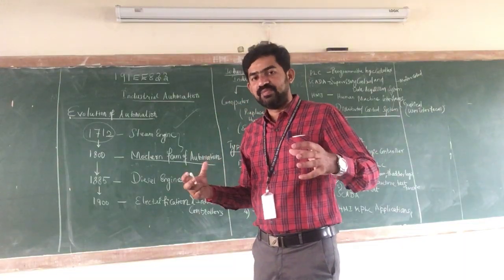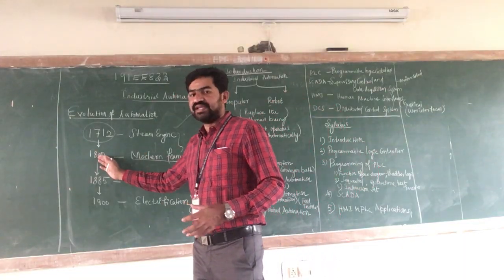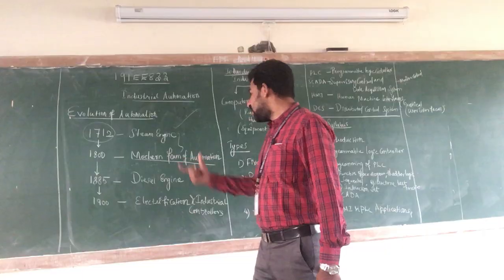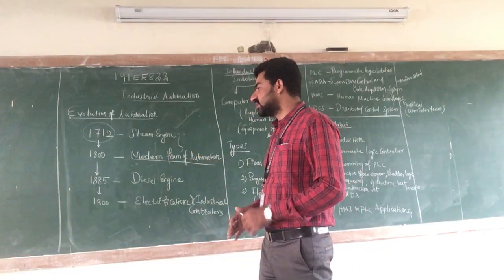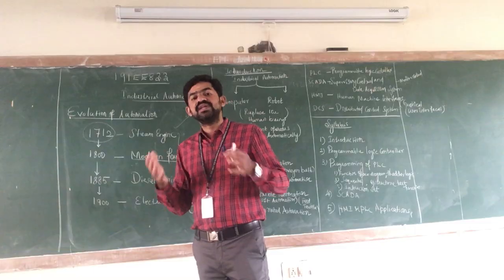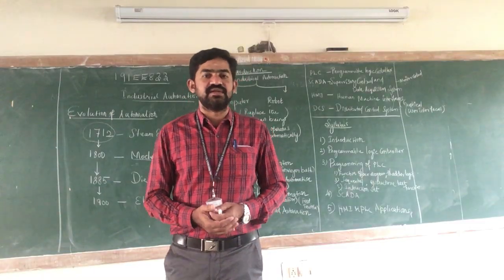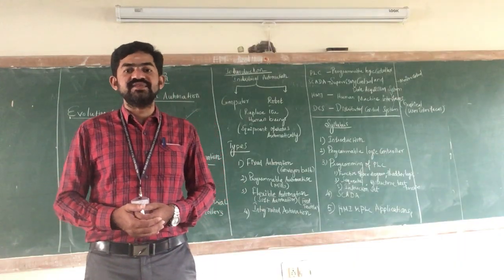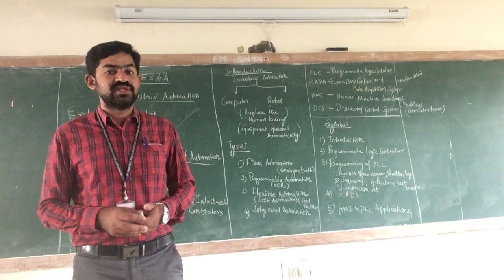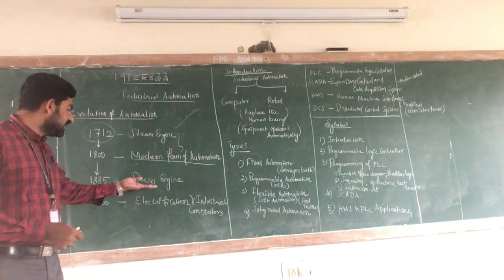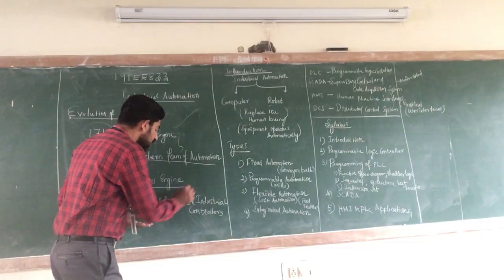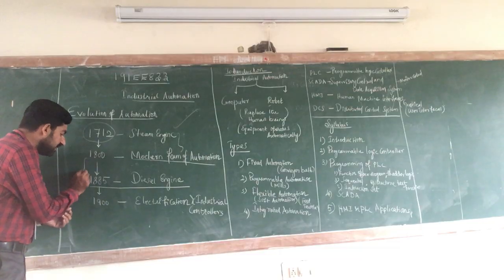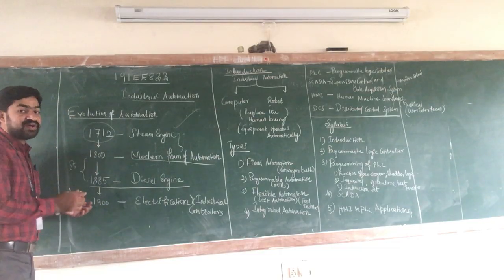Further development came in the 1800s. The modern form of automation was not a fully automated one. People took up small industries, manufacturing units, with the help of the steam engine process. Then the combustion engine was developed in 1885, nearly 85 years of evolution.